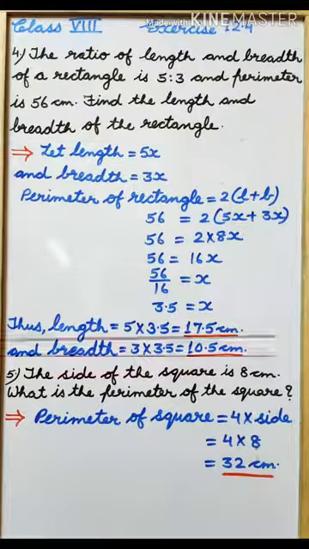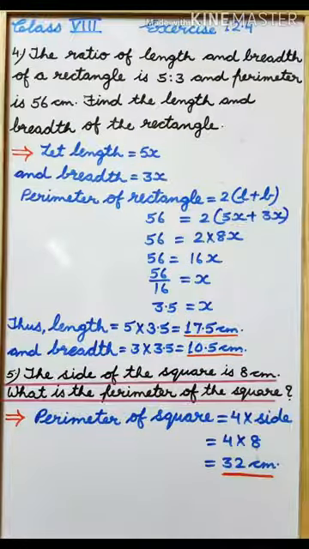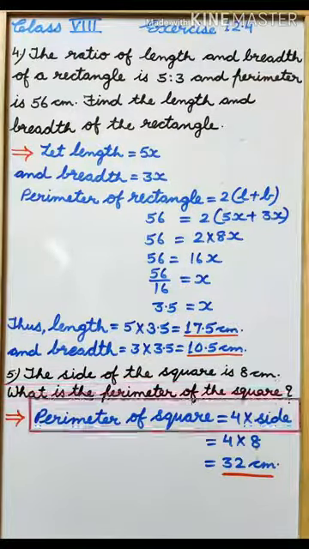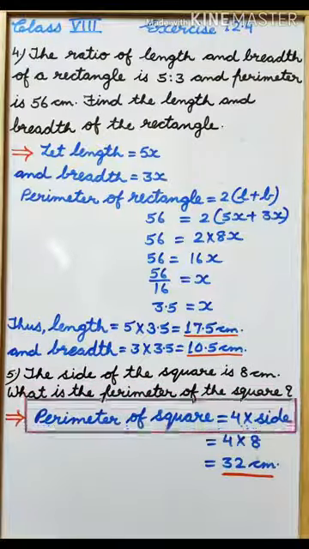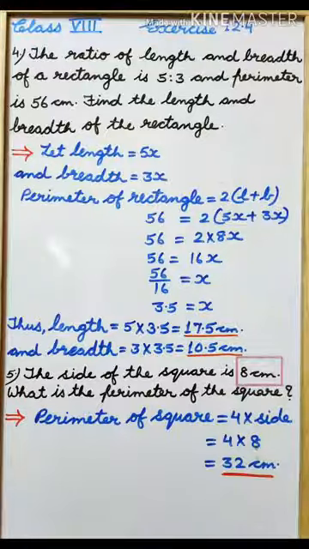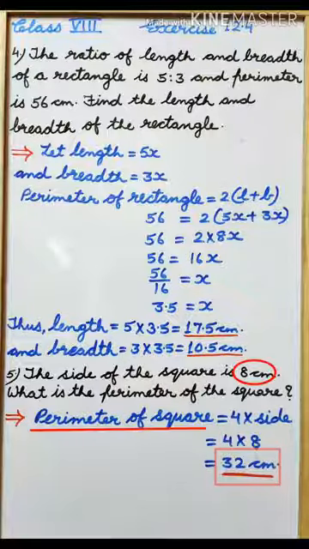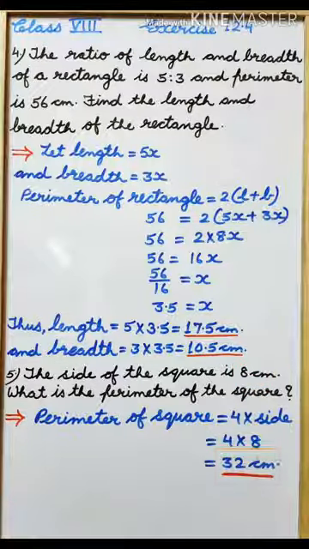Now question 5 is, the side of a square is 8 centimeter. What is the perimeter of the square? Perimeter of square formula is 4 into side. Then we take the given side length with the formula and get 4 into 8, 32 centimeter. So perimeter of a square is 32 centimeter whose side measures 8 centimeter.